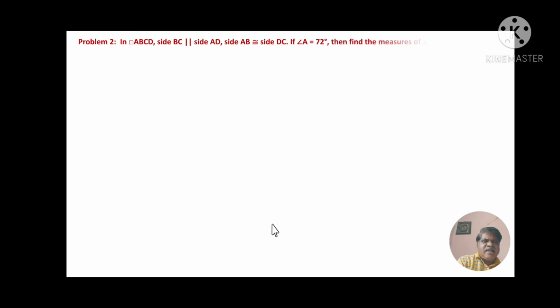Let us discuss problem number 2 now. That is, in a quadrilateral ABCD, side BC and side AD are parallel to each other. Side AB and side DC are congruent. Angle A is 72. Then find the measures of angle B and angle D.